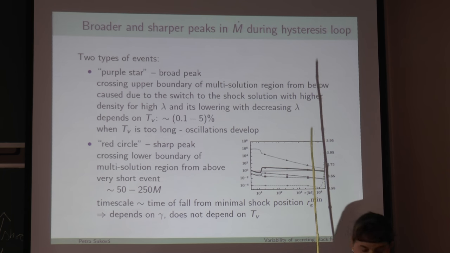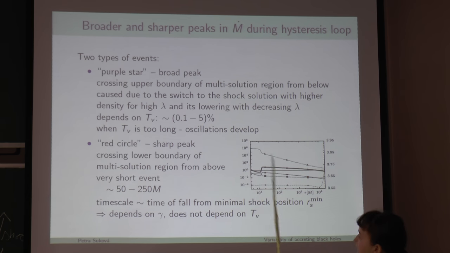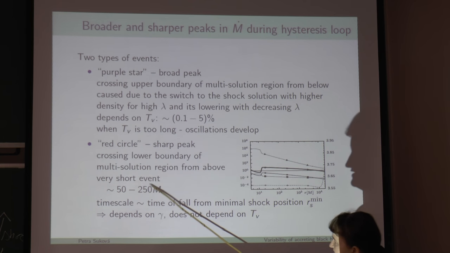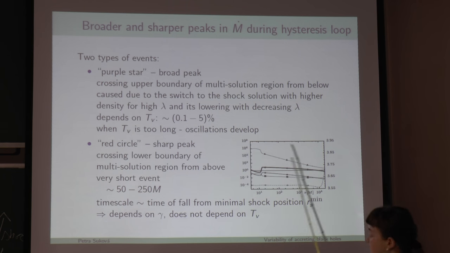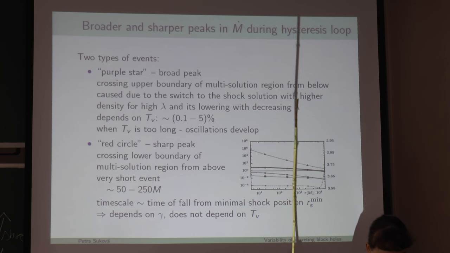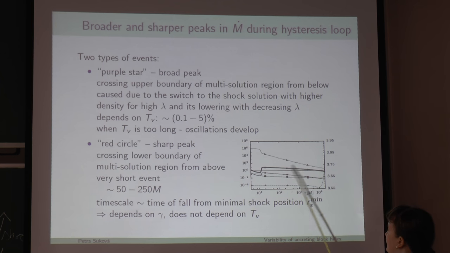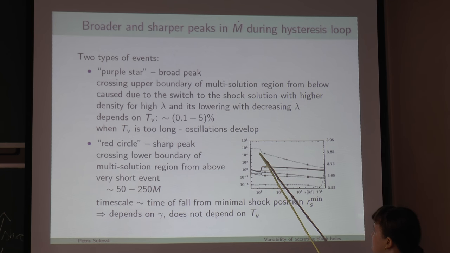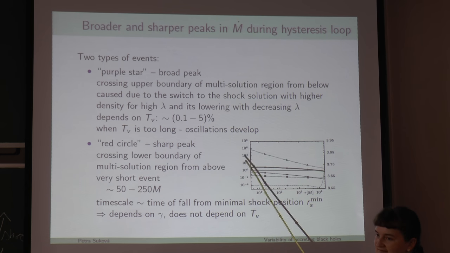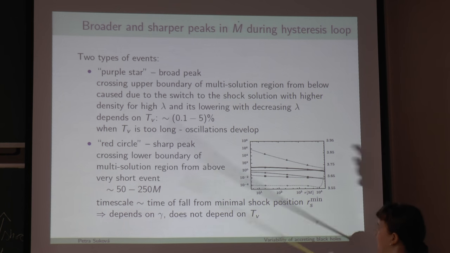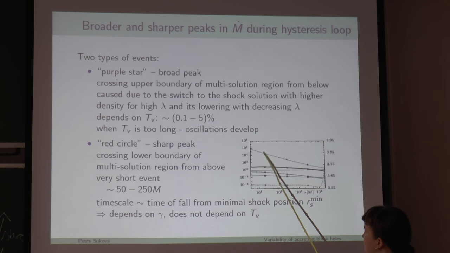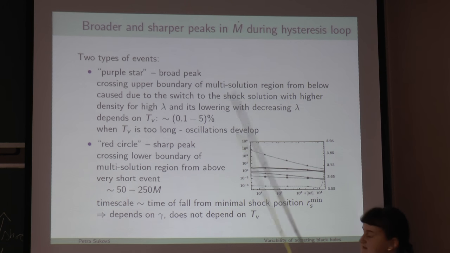Okay, and this is interesting because we have found for different sets of parameters that the duration is between 50 and 250 m. Here you can see that at one point we have a shock and we have some matter here, so this is a density bump. In the next time step, because I'm saving the dumps only with some time step, all the matter which was here is accreting at once. So this is the sharp peak.